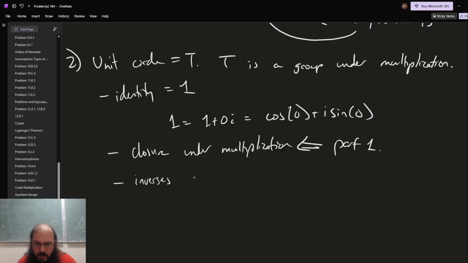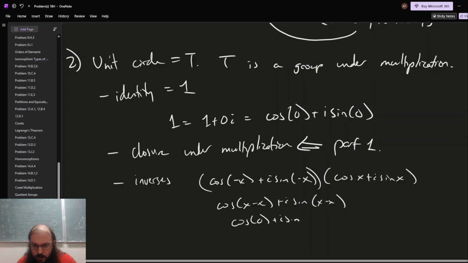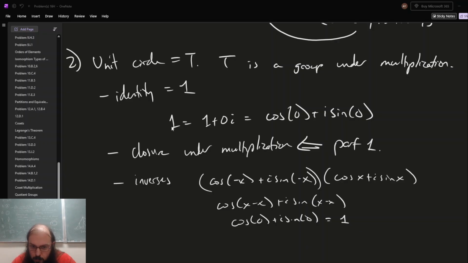But if you don't know a lot about complex numbers, cosine of minus x plus i sine of minus x will do it, because when I take this guy and I multiply it by cosine x plus i sine of x, then we just saw that this is equal to what you get when you add them, which is cosine of x minus x plus i sine of x minus x, which is cosine of 0 plus i sine of 0, which is that unit number that we just figured out. And that deals with part 2. Okay, part 3.